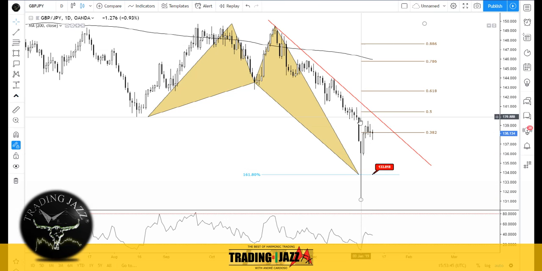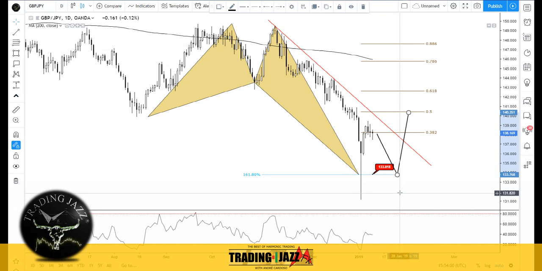Then the market has resumed the previous behavior. If we ignore these candles, I believe there's a possibility to form the pattern at these levels and then a bounce, which is still possible.